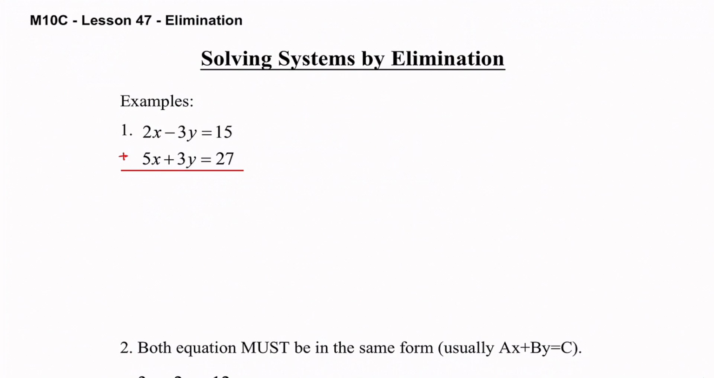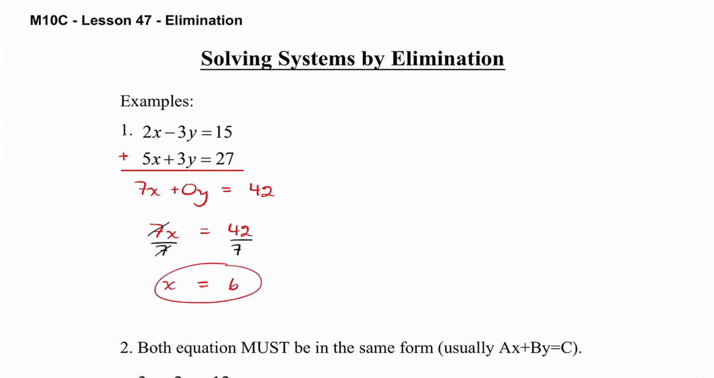So if I add this up in the first one there, 2x plus 5x, that's going to give me 7x. And then adding these ones up, negative 3y plus 3y, that's equal to 0 y's. So that's why this is going to work. It's because it's going to eliminate a variable. Then we have equals, and then 15 plus 27, that's going to give us 42. So now I have this much simpler equation. I have 7x equals 42. And then to solve that, I could just divide both sides by 7. So these 7's will cancel, and I get x is equal to 42 divided by 7, which is 6.